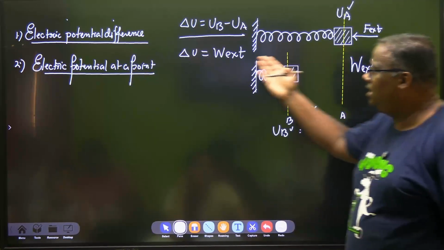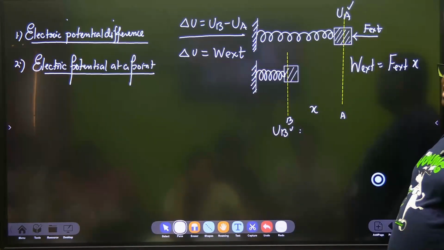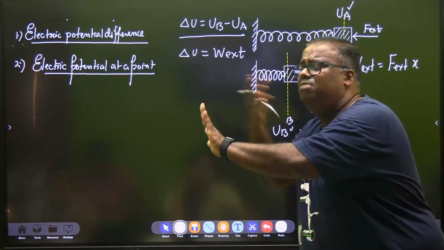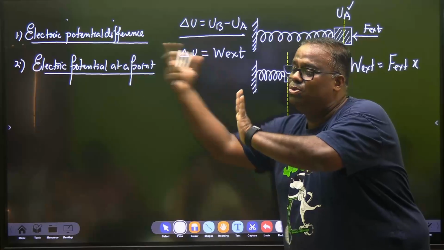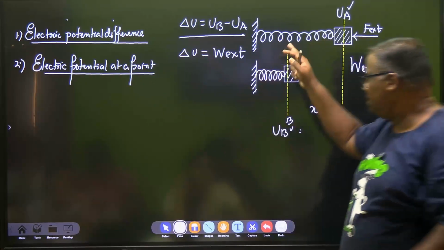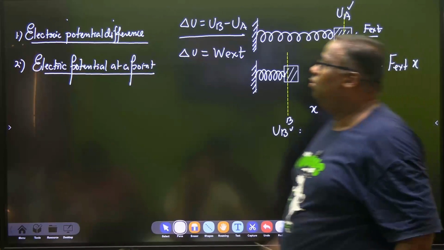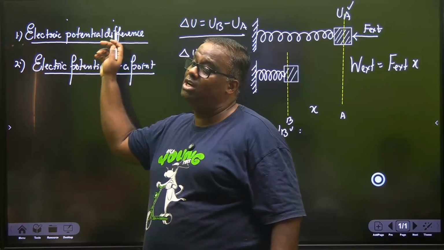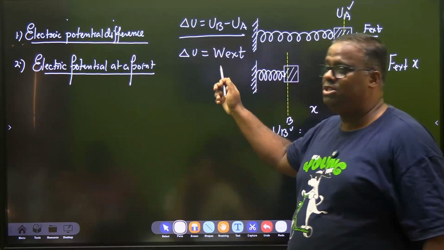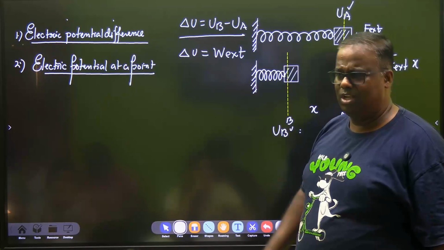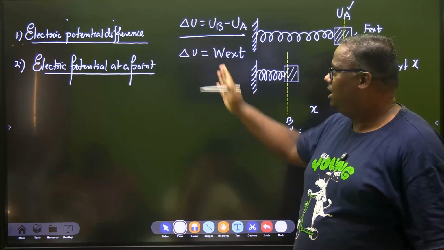And why does the energy change? The energy changes because I have done external work. I have spent work. Where did my work go? My work was stored in the spring. So my external work is equal to this energy. Mind you, we are talking about something called potential difference. What you learned with me just now is potential energy difference, not potential difference. Itna samajh mein aa raha hai?